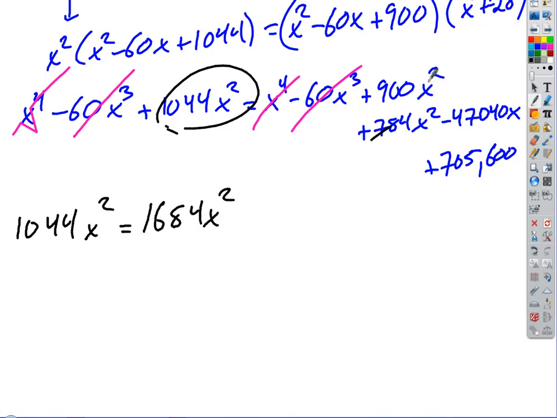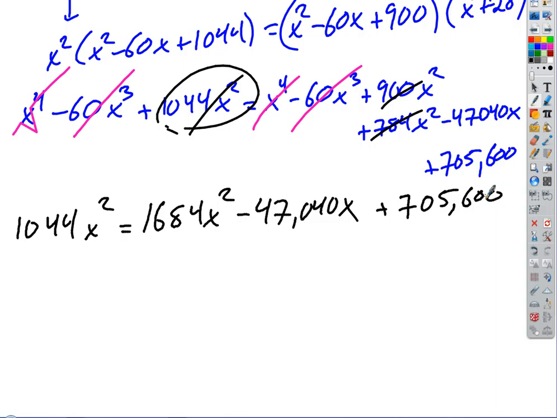So those we accounted for. Then we get minus that huge number, 47,040x, plus an even huger number, 705,600.